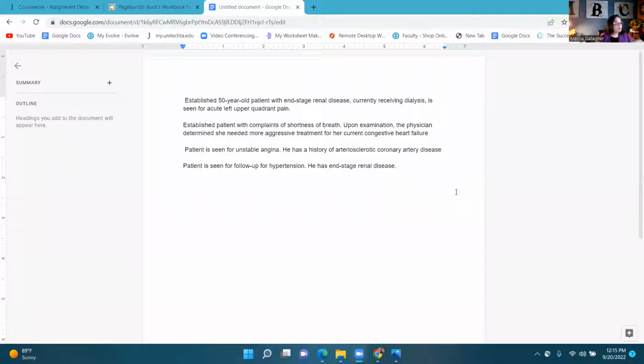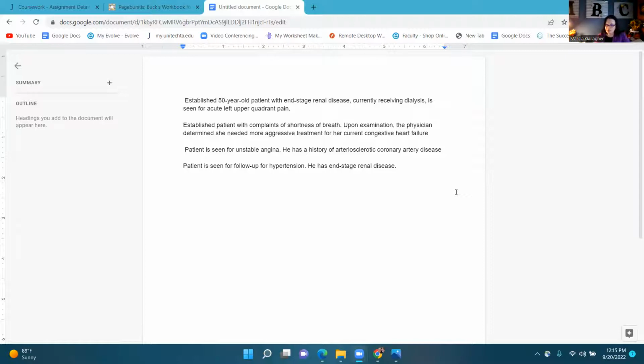All right, so the first scenario says an established patient, 50 years old, with end-stage renal disease currently receiving dialysis, is seen for acute left upper quadrant pain. Okay, so let's talk this through. We know he has end-stage renal disease, and we know that he is receiving dialysis. We know that we have to code those two things. But what's the first listed? What is he coming in for? He is being seen for acute left upper quadrant pain.